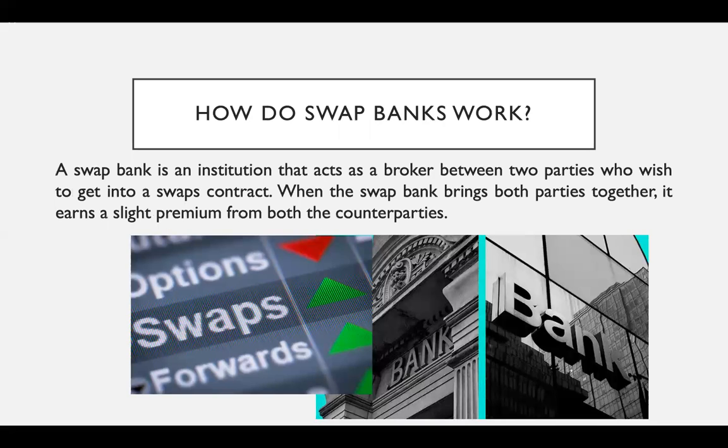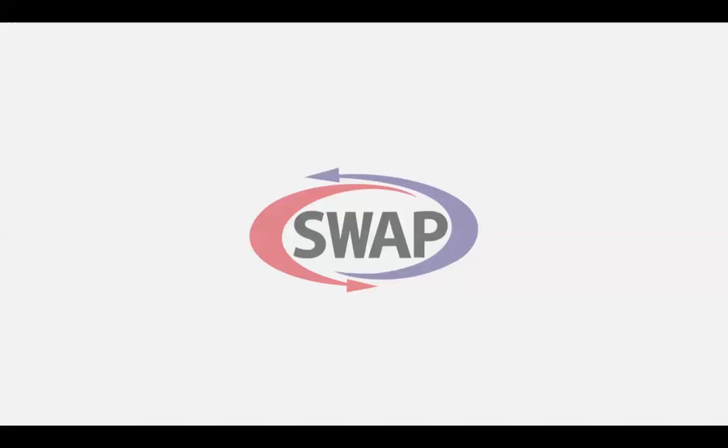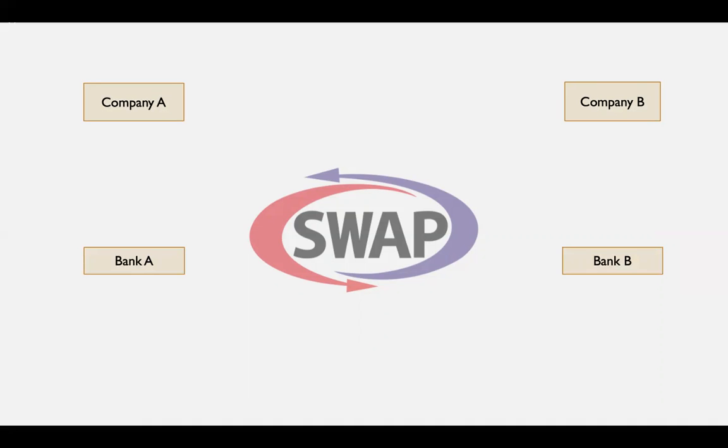How do swap banks work? A swap bank is an institution that acts as a broker between two parties who wish to get into a swap contract. When the swap bank brings two parties together, it earns a slight premium from both counterparties. A more detailed example of this working is as follows. Assume that both company A and company B wish to borrow a $5 million loan from their respective banks, Bank A and Bank B, in order to expand their business. Company A is a large, more well-established company, and company B is a relatively smaller and newer company.